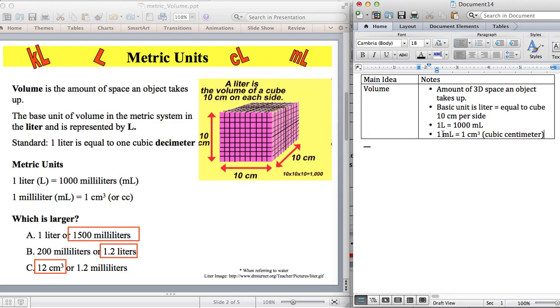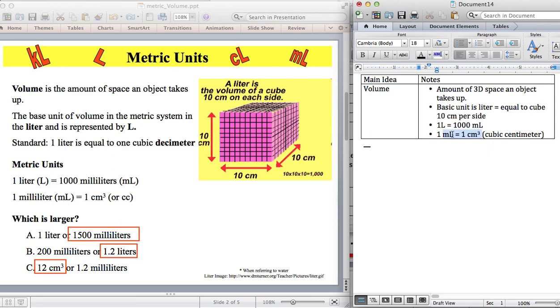And so what that means is, this is one. It's basically saying a milliliter is equal in size to a cube 1 centimeter on a side. So a centimeter in length times a centimeter of width times a centimeter of height. That's 3 centimeters multiplied together. When you multiply the same thing 3 times, that's the same thing as cubing it. So 1 milliliter equals 1 cubic centimeter.